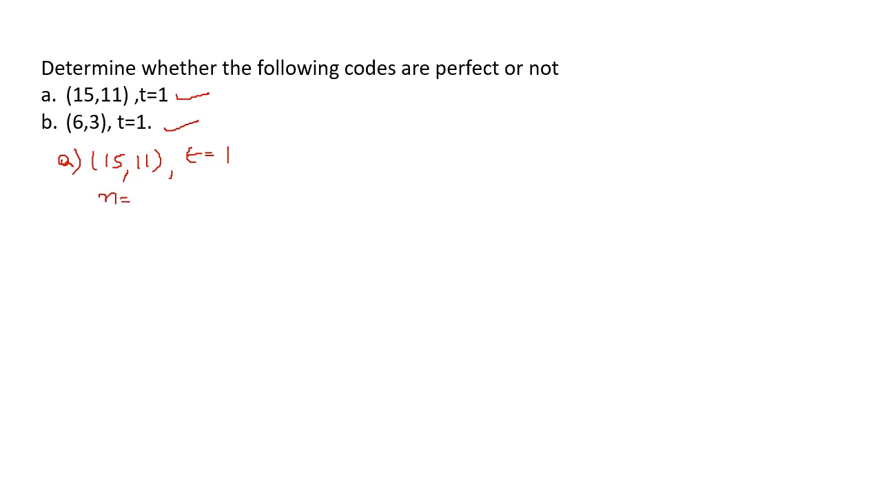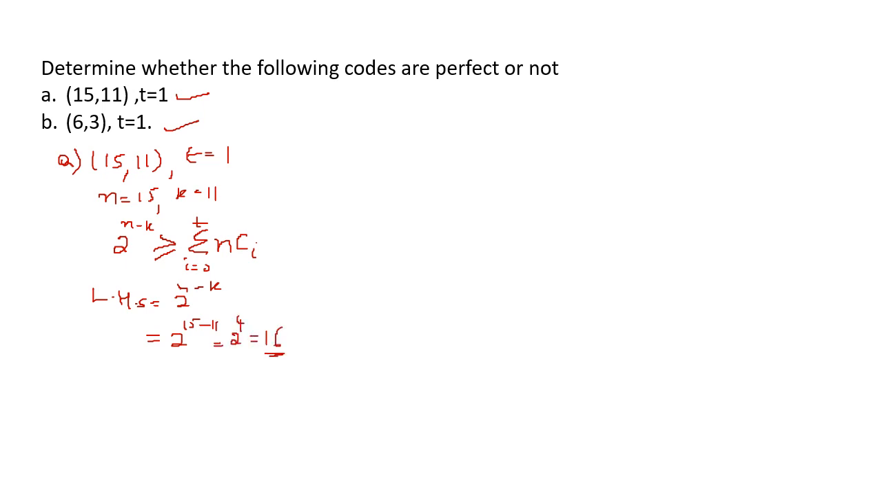So here n is given as 15 and k is given as 11. The Hamming bound equation is 2^(n-k) should always be greater than or equal to summation i = 0 to t of nCi. We'll take the left hand side of the equation, which is 2^(n-k) equal to 2^(15-11), which gives 2^4, which is equal to 16.